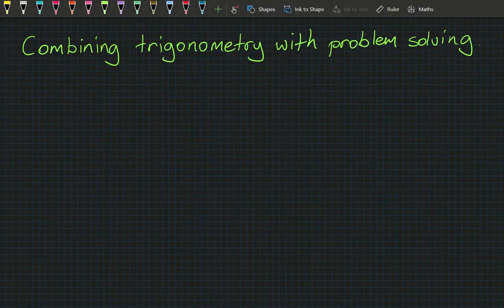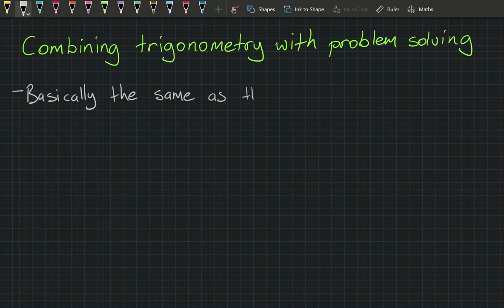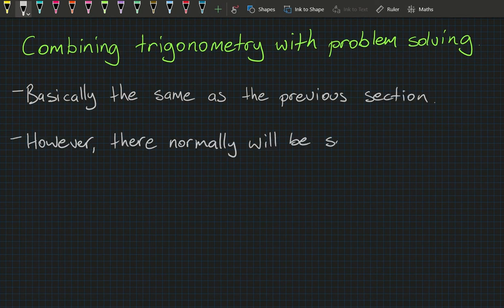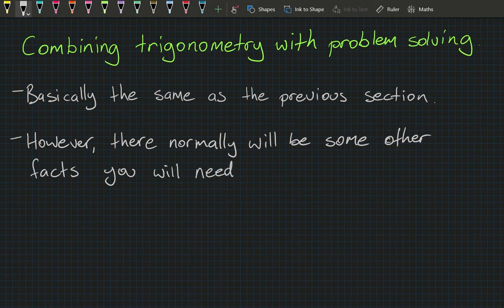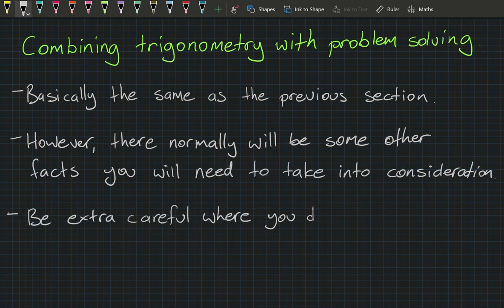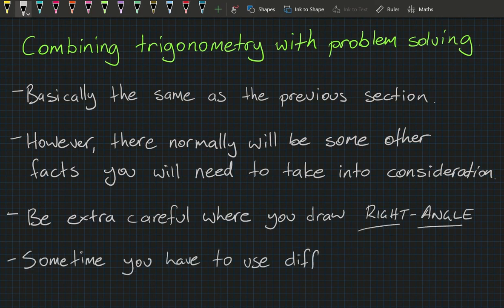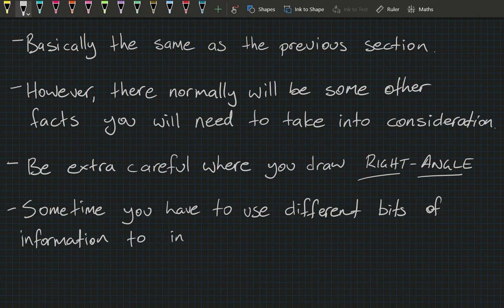Just as the title of this section suggests, we'll be doing some problem solving here as well. But basically, we're going to be doing the same things as we were in the previous section. The big difference being that there normally will be some other facts that you're going to need to take into consideration. So be extra careful where you draw your right angle triangles, which means that sometimes you're going to have to put together different bits of information to infer or figure out the exact measurement that you want.